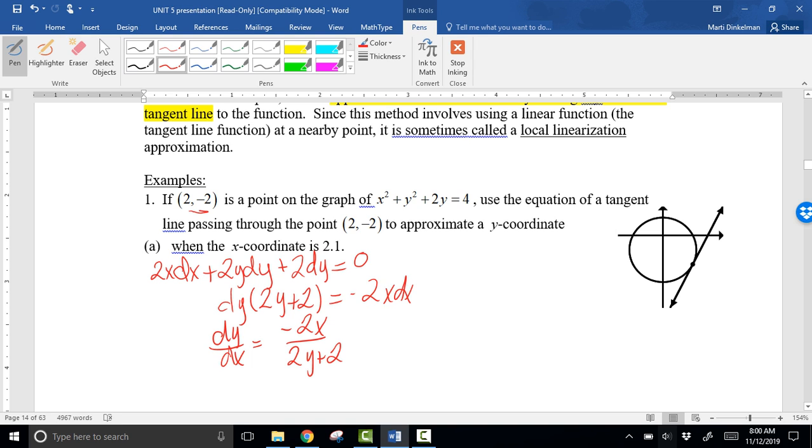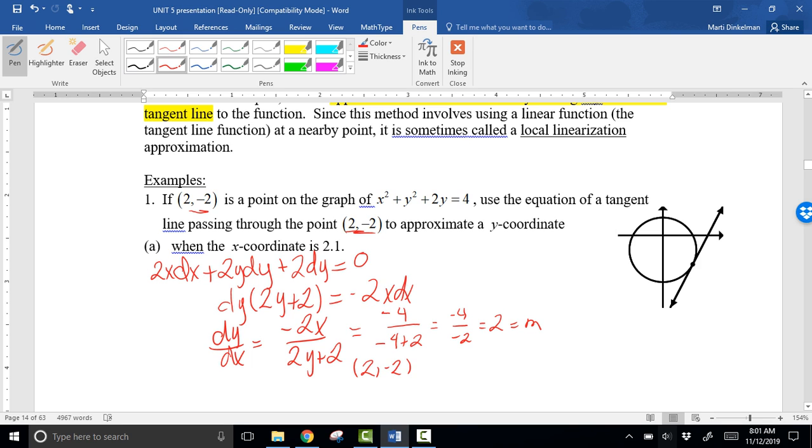And then they give us the point in a couple locations here that they want us to plug in. So we're going to plug in (2, -2) here. Lots of 2's. Okay, so -2 times 2 is going to be -4. And then this is going to be 2 times -2, so that's going to be -4 plus 2. So -4 over -2. So 2 is our slope.